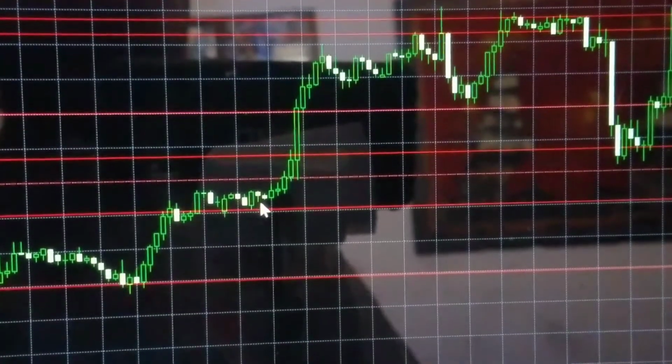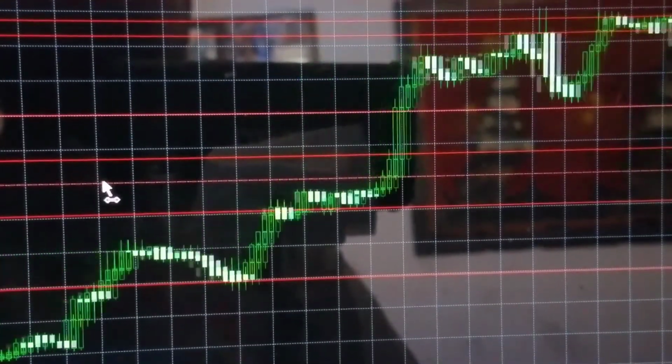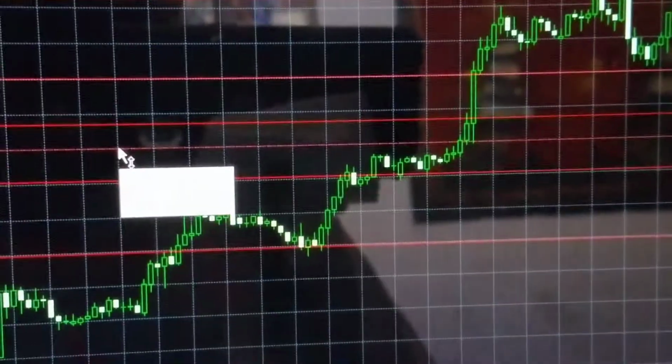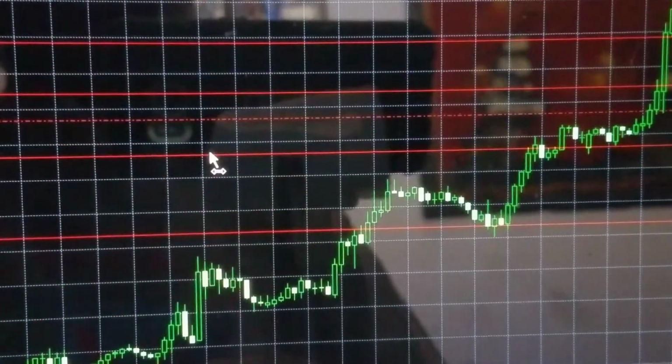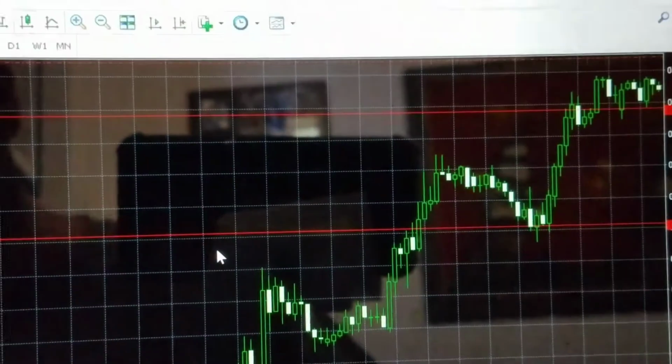This is a great trade right here, by the way. If anyone was in that, kudos to you. And again, you can see that those lines work in very systematic orders. Very interesting.